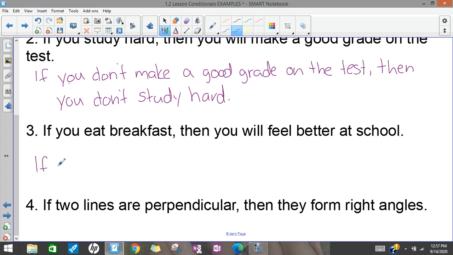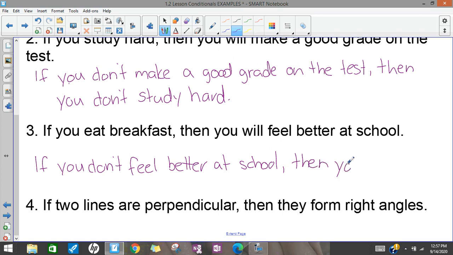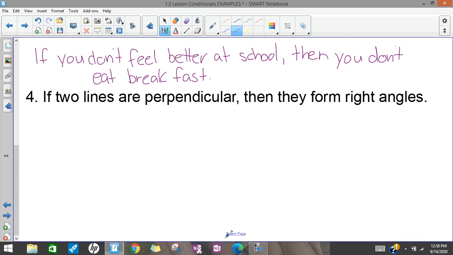So here we're going, if you don't feel better at school, then you don't eat breakfast. Change the order of P and Q and also change the meaning. So give the last one a try, change the order, change the meaning of this conditional statement, then press play, and I'll tell you the answer.